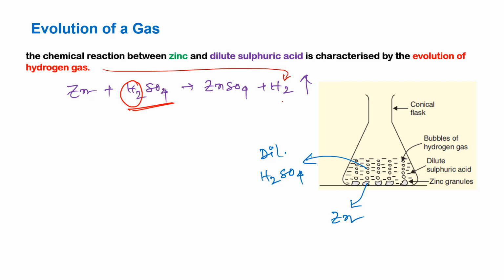Now, the evolution of a gas you can show by an arrow in the upward direction, right? And remember one thing, we are using dilute sulfuric acid, which reacts with the zinc granules, and we get zinc sulfate and hydrogen gas. So by the evolution of hydrogen gas, we can say that a chemical reaction has happened here.